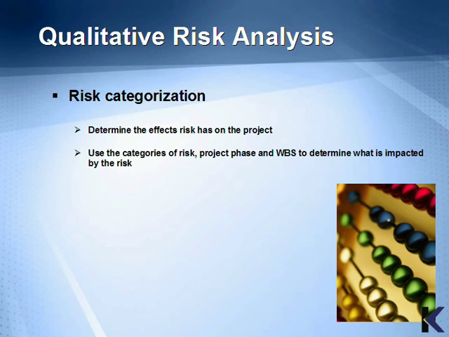We've mentioned risk categories before when they were being defined. Now it's finally time to actually categorize the list of risks. The risk needs to be reviewed to determine the effects that the risk has on the project, using the categories of risk, the project phase, and the work breakdown structure to determine what is impacted by the risk.